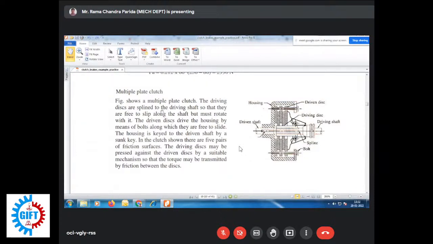So the driving discs are splined to the driving shaft. Okay. And the driven discs drive the housing by means of bolts along which they are free to slide. As already told, the housing is keyed to the driven shaft by a sunk key. There are several keys used to connect, and here a sunk key is provided.